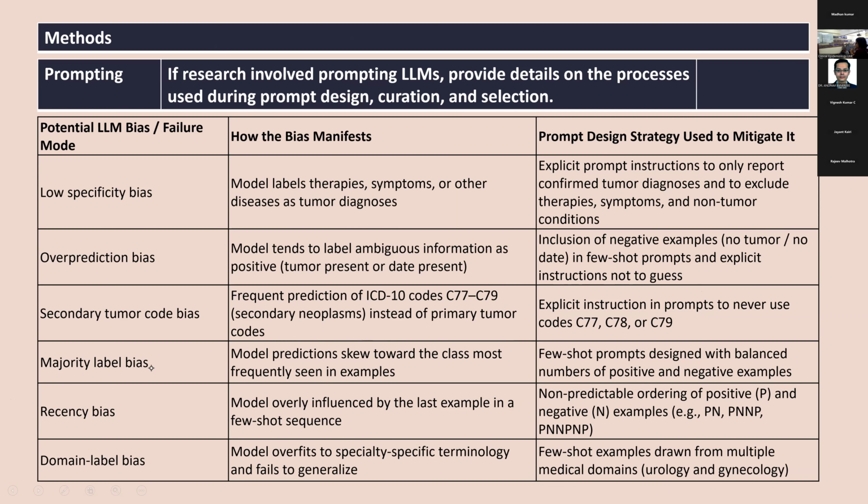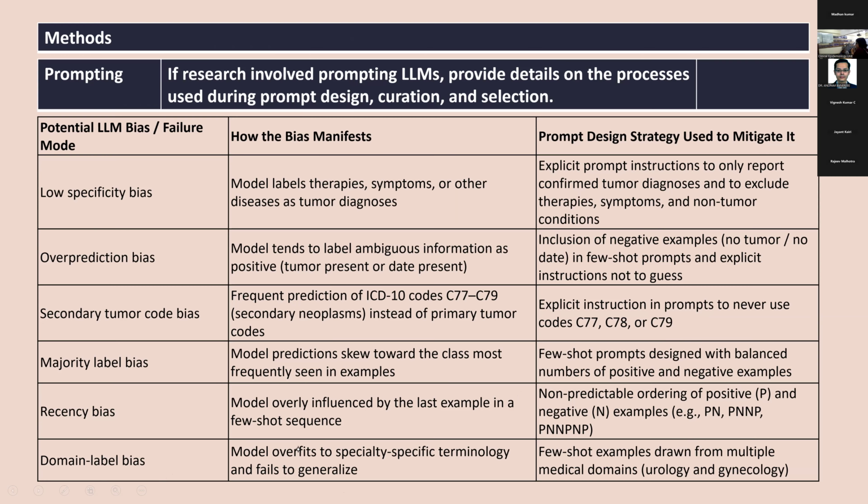Majority label bias is like, because these involved mostly prostate cancer as such, the model tended to give more diagnoses of prostate cancers. So there is a skew towards the mostly seen output in the sample. So few short prompts were designed with balanced positive and negative examples to overcome that. Recency bias is that the output is influenced by the most recent output. So for that also, a mixing of both positive and negative prompts was given to overcome that.